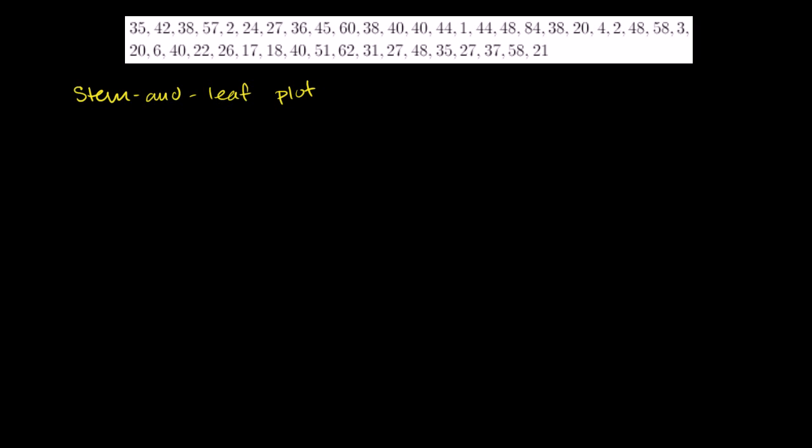The idea here is to list the most significant digit in each of those numbers in the stem. So when we talk about the most significant digit, these numbers range. We have a 1, that looks like our lowest number, and it goes all the way up to 84. And it has a bunch of numbers in between, in the teens and the 20s and the 30s, 40s, 50s, 60s, so on and so forth. So it looks like the most significant digit here is the tens digit.